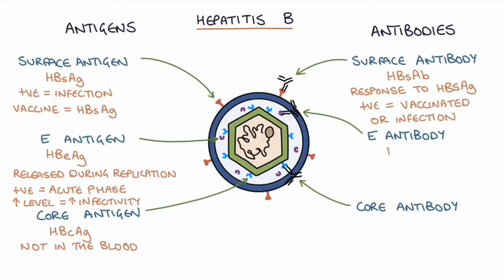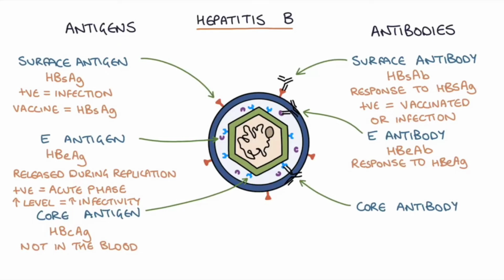Next, let's talk about the hepatitis B E antibodies. And remember that the hepatitis B E antigen implies that the patient is in an acute phase of the infection and the virus is replicating very quickly. E antigen escapes during replication. The level of the hepatitis B E antigen correlates with their infectivity, but over time the immune system will respond to this antigen and start to produce antibodies, and these are the hepatitis B E antibodies.